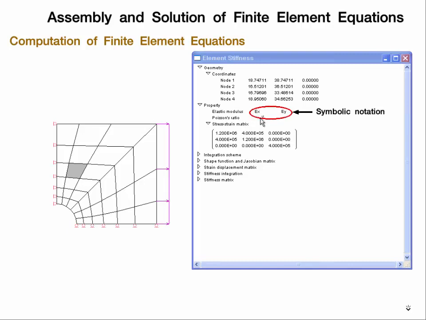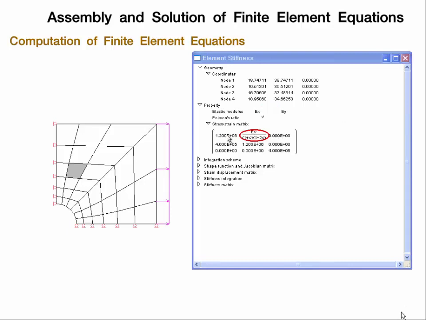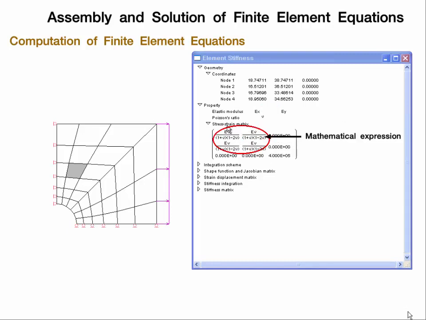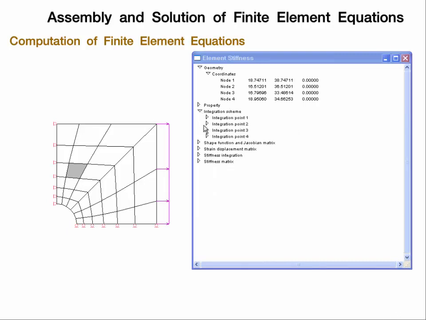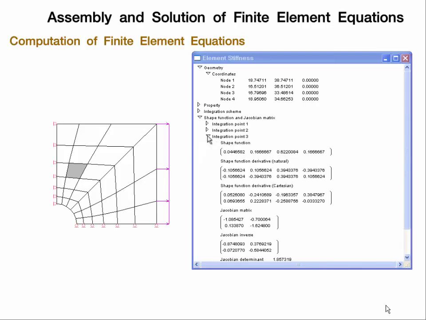The contents of the matrix can also be displayed symbolically using mathematical expressions. The next item shows the numerical integration scheme, including the integration weight, natural coordinates, and Cartesian coordinates of each integration point. The shape functions and their derivatives can also be expanded with the Jacobian matrix and its inverse. This example shows switching the Jacobian matrix into symbolic expression.